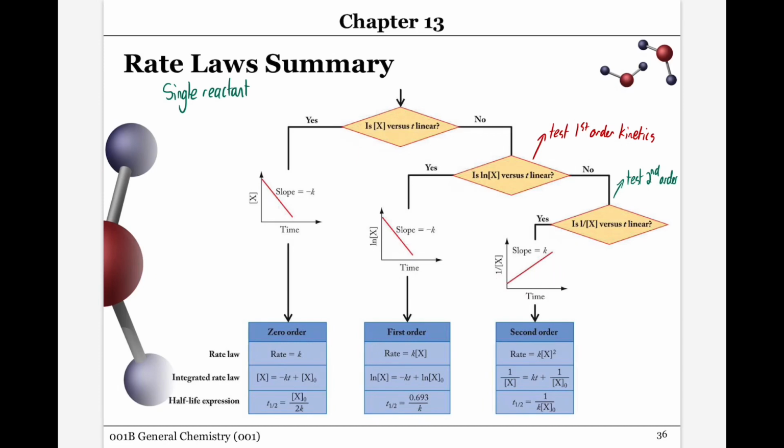So one can follow this flowchart and identify firstly what order of reaction we're dealing with based on the data that we're given, and from that information we can just straight up use the integrated rate law expressions or the half-life expressions in order to determine certain values from our reaction.